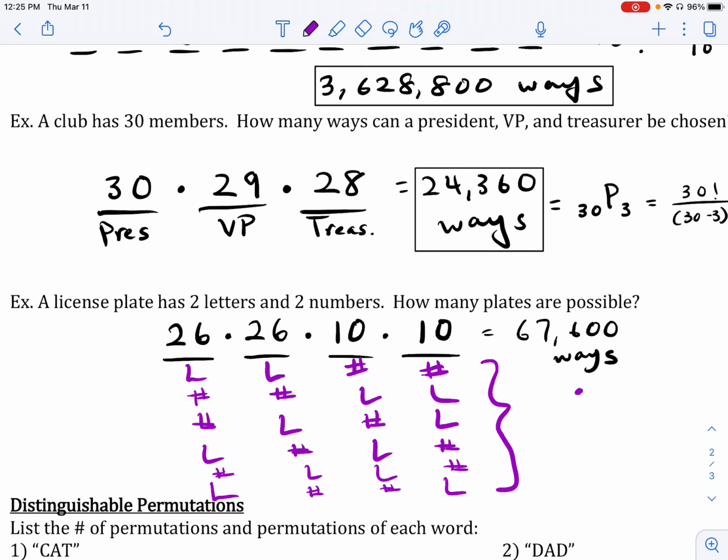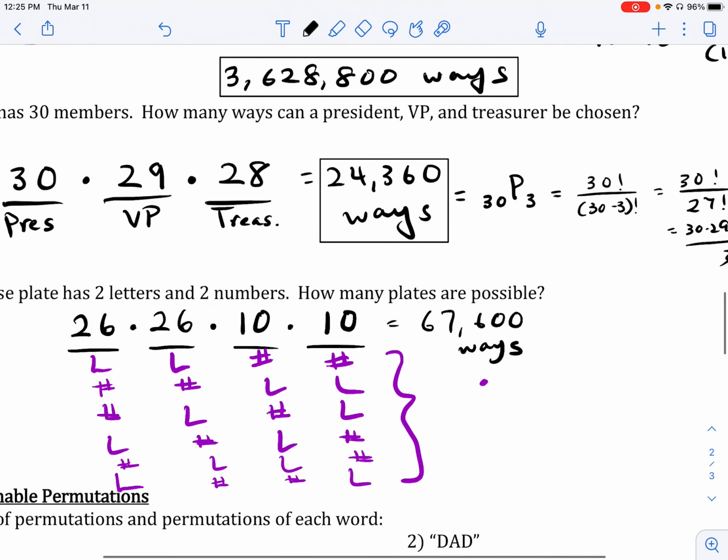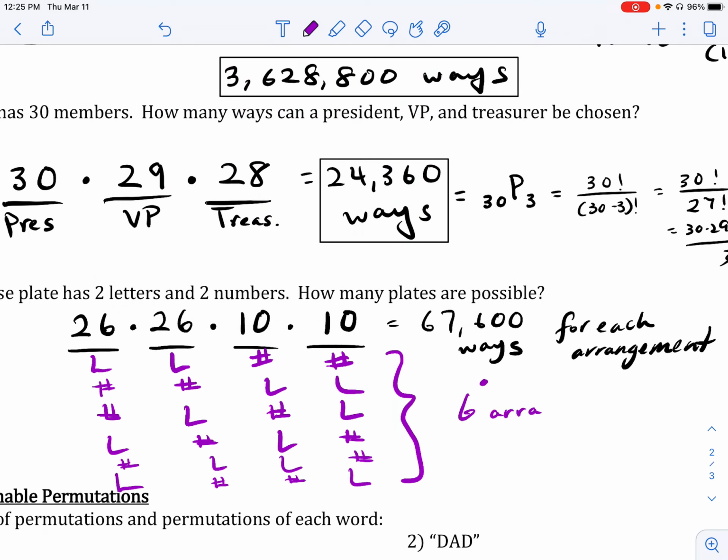So let me just clear that up. There are 67,600 ways for each arrangement, and there are a total of 6 different arrangements that are possible. So if we multiply all this out, what we have is a total of 405,600 license plates that are possible. I'm just going to underline that here. Okay.